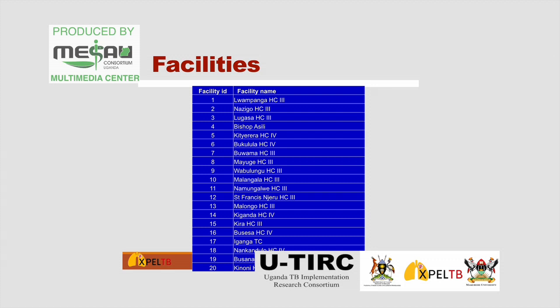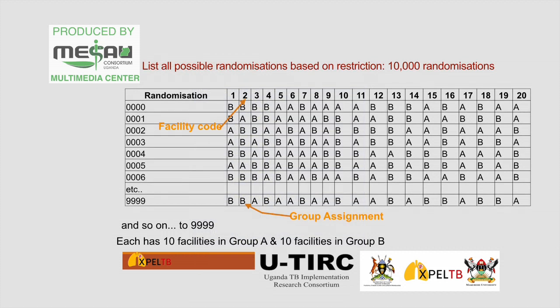Okay. So now let's look at that Excel spreadsheet. I'm just giving you a snapshot of what it looks like. What I've listed here is the first 7 randomizations. They went from the first row down, and I've also listed the last randomization. You'll see that we've labeled those possible randomizations starting from 0000, 0001, all the way up to 9999. And that makes a total of 10,000 possible randomizations.